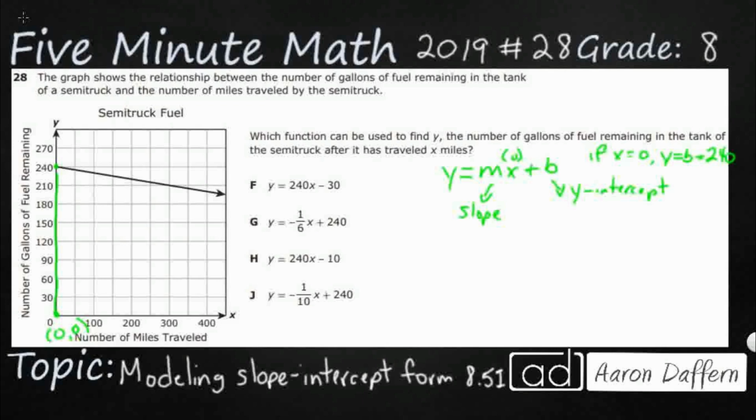It's going to be positive 240 rather than negative 240, which makes sense. You're going to start with a lot of gallons of gasoline, and as you go farther, to the right, you're going to have less and less gasoline. And I can tell you now, before we even get into our slope, it's going to be a negative slope simply because it goes down. When you're moving from left to right, if it goes down, it's going to be negative. If it goes up, it's going to be positive. So we can get rid of F and H simply because those are positive slopes. So that is our y-intercept, at 240.